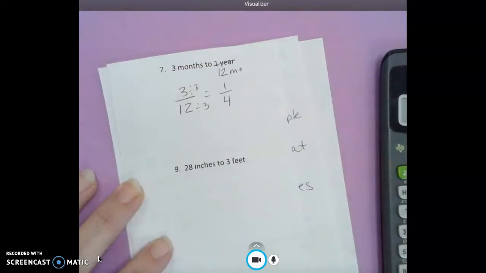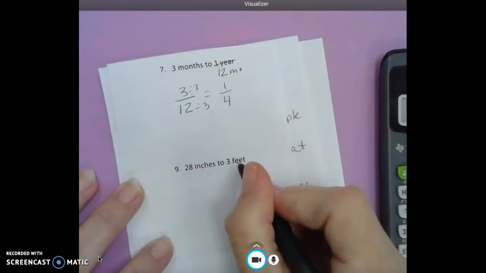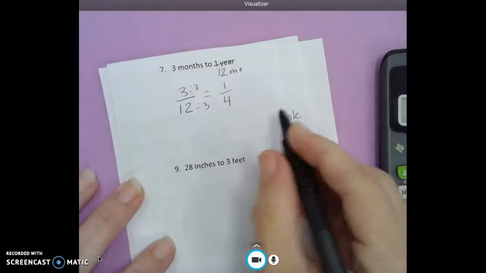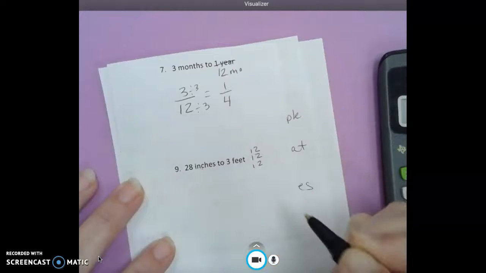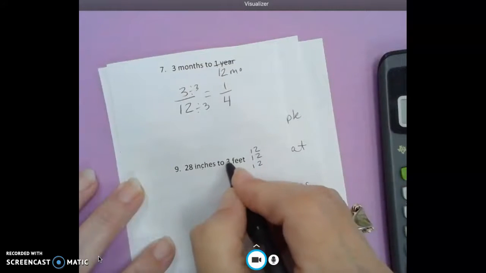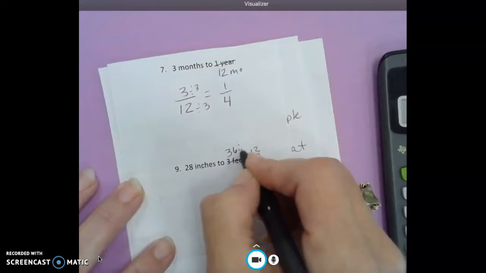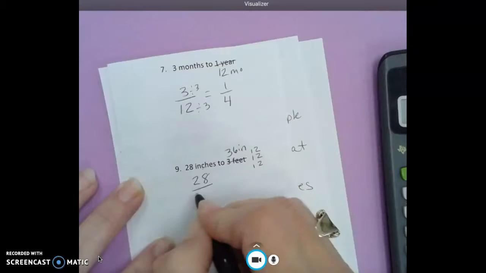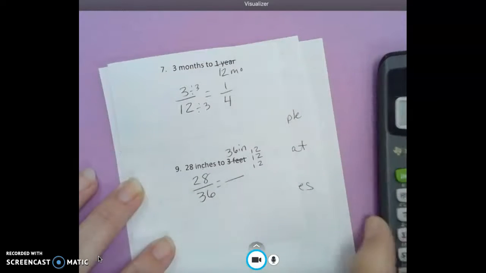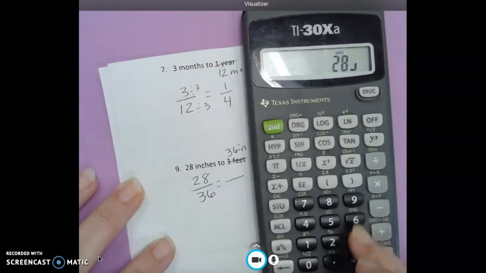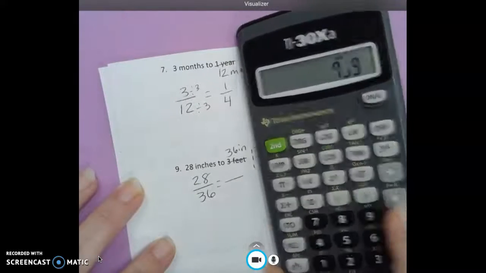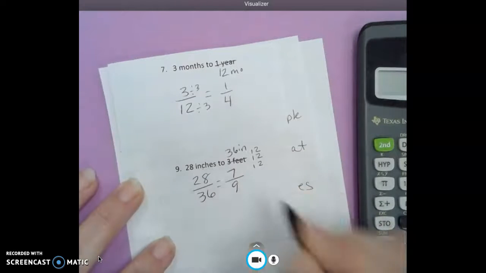Inches and feet. This one's going to be 3 feet. We've got to ask ourselves how many inches are in 1 foot, and that's going to be 12 inches in 1 foot, and then there's 2 feet, and then there's 3 feet. So this 3 feet is going to become 36 inches. So we've got 28 over 36. So you can either do it by hand or on the calculator. It does not matter. 28, ABC, 36, and hit equals, and that gives us 7 over 9.